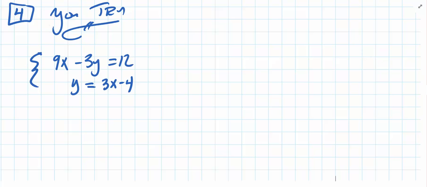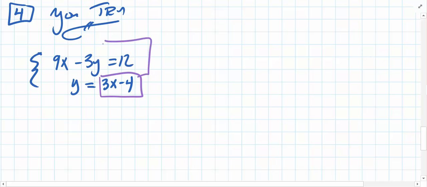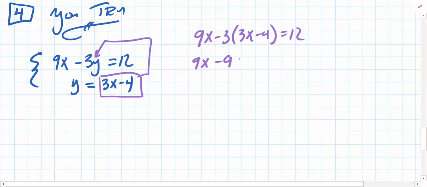What'd you get? So I got true. You got true. Okay, so how did you come up with true? I substituted the y with 3x minus 4 in the top equation. So you took that value and plugged it right there? Yeah. Okay, so that's going to give us 9x minus 3 times 3x minus 4, and that's worth 12. Then what? And then I distributed the negative 3 into the parentheses, and basically the two nines cancel each other out, and you got 12 equals 12.